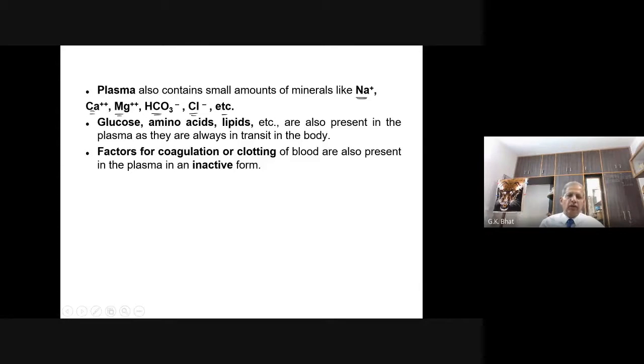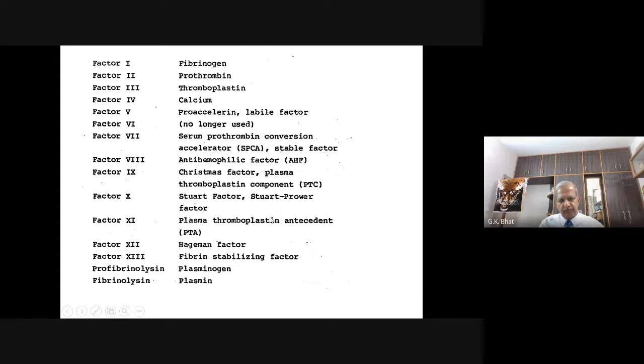Now let us see which are these factors for coagulation. Again, this information is not there in your NCERT book, but you are supposed to know at least 4 of them, which are very important. The first 4, you are supposed to know very well. What are these coagulation factors? These coagulation factors are always written in Roman numerals. Factor 1, factor 2, factor 3, factor 4, up to factor 13.